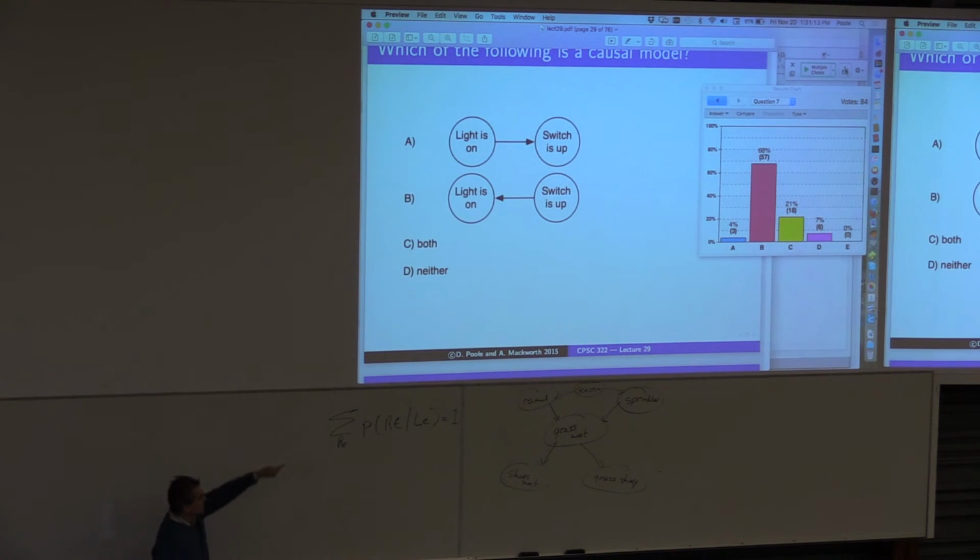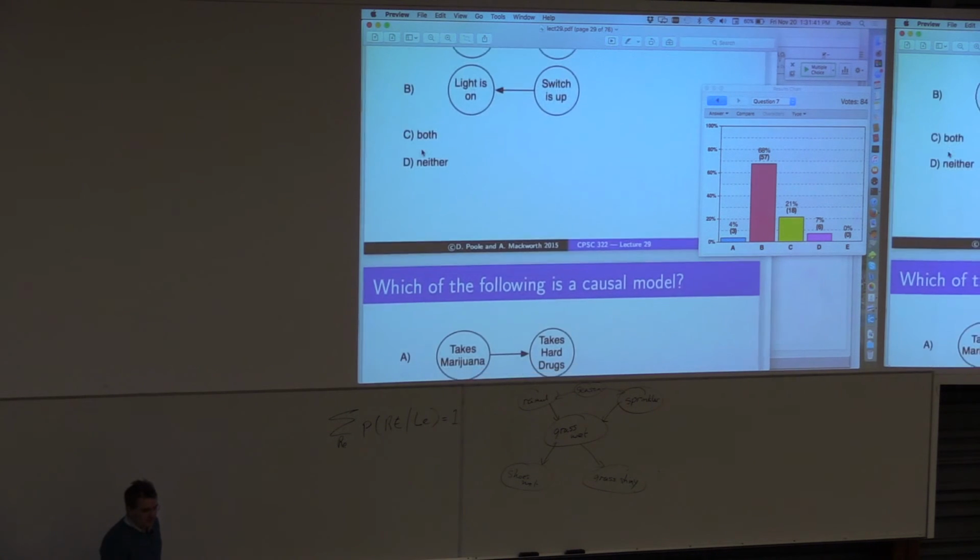And so this one here says that the switch depends on the light. If I move the switch, the light changes. But A says if I turn the light on and off, then the switch goes up and down. Okay, so the answer here is B. It's not A, because the way normal lights work, if you intervene and make the light on or off, the switch doesn't go up or down. If you change it so the switch goes up and down, the light goes on and off.